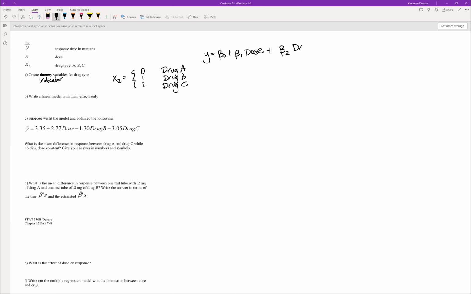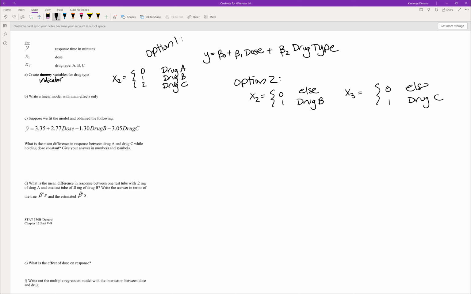2 drug type. That's option 1. Option 2: let x2 equal 0 or 1, 1 for drug B, 0 else, and x3 be 0 or 1, 1 if it equals drug C, 0 else.